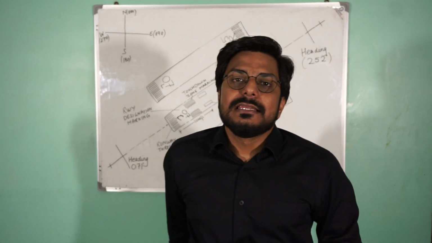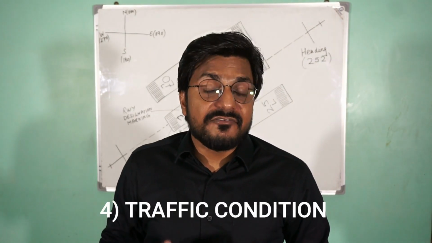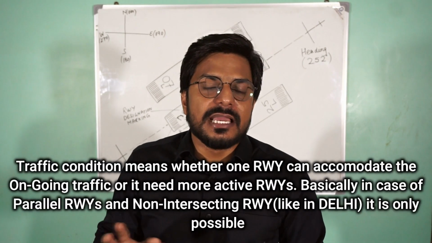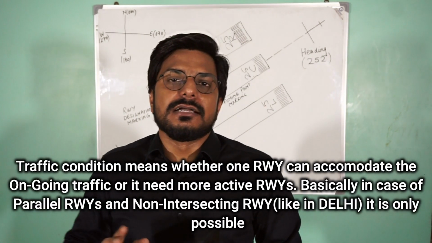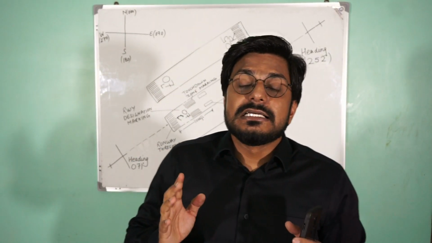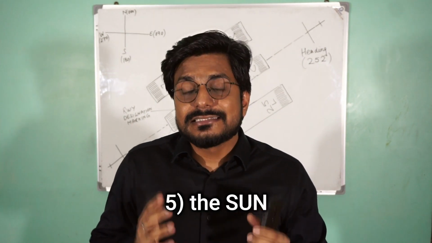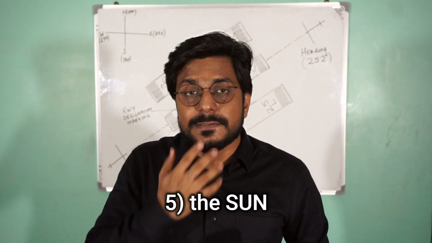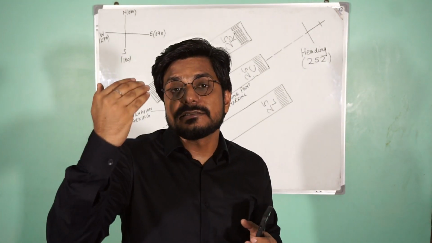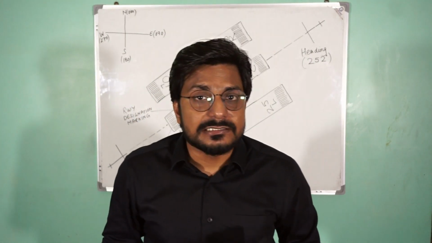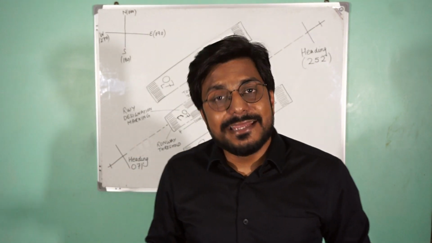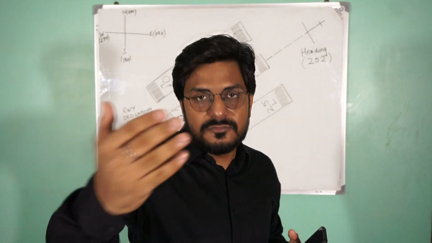Next, it also depends on traffic conditions, what kind of traffic we have. Sometimes we have to select the runway as per the traffic condition. And the last one is the sun, because the sun also impairs visibility. I have even seen a few questions in which, while taking off, sunlight hits you directly in your eyes. In that condition you cannot land or take off, because you need to see the length while taking off.